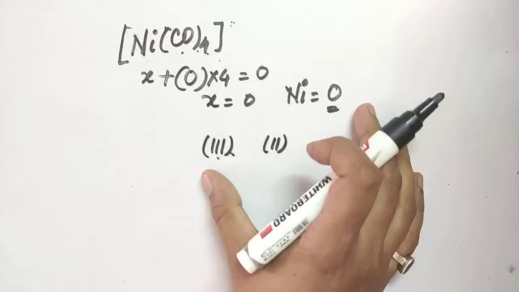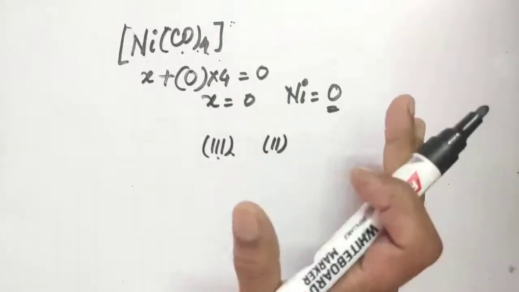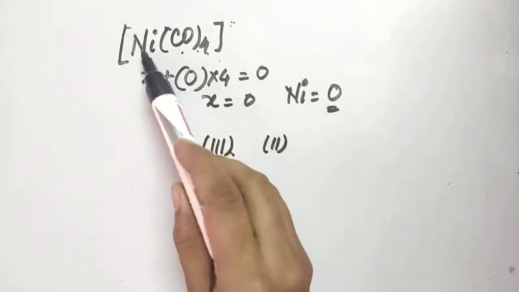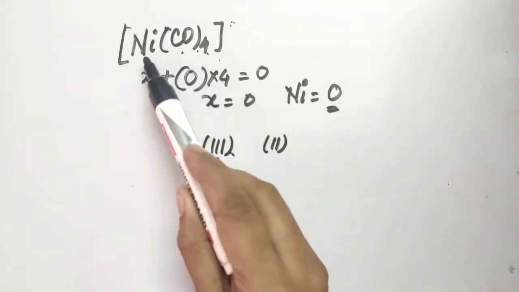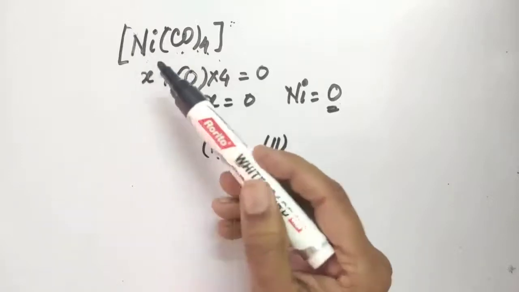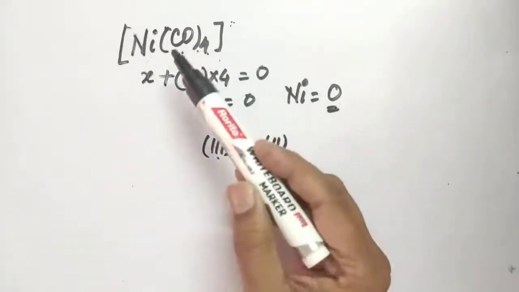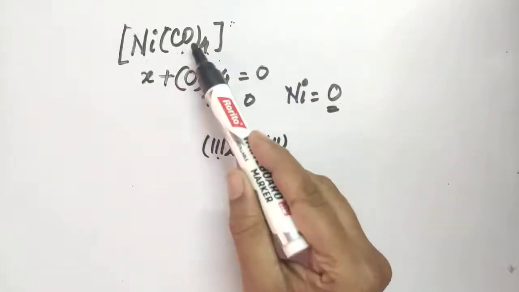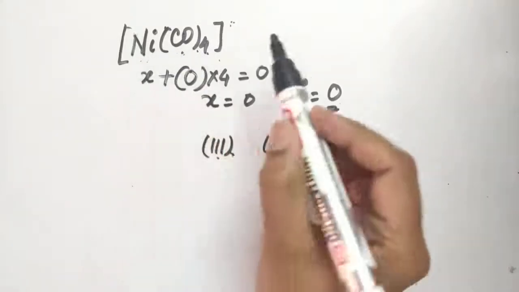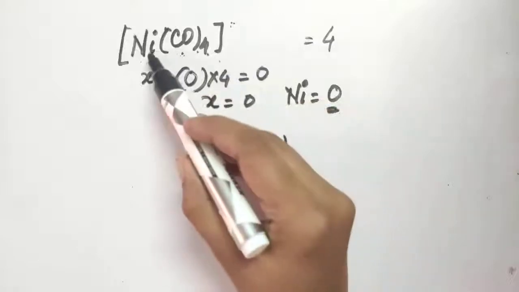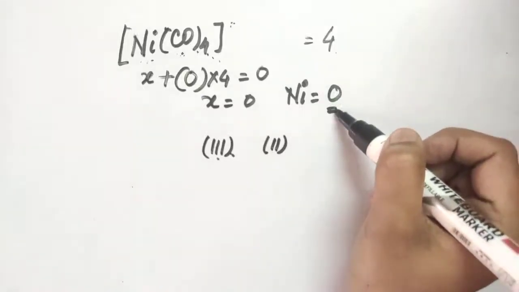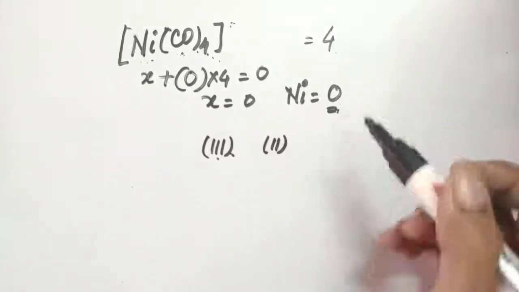Now oxidation state and coordination number, these two terms are totally different. The oxidation state refers to the charge present on the ion, at which oxidation state it is present, but the coordination number refers to the total number of coordinate bonds formed with the ligands. So if you find the coordination number of nickel, it is 4. Here 4 ligands are attached to nickel with coordinate bonds, so the coordination number is 4 and the oxidation state is 0. Let us take one more example.